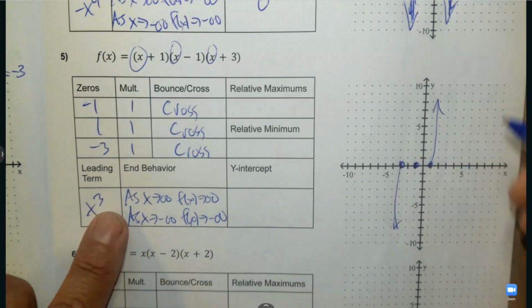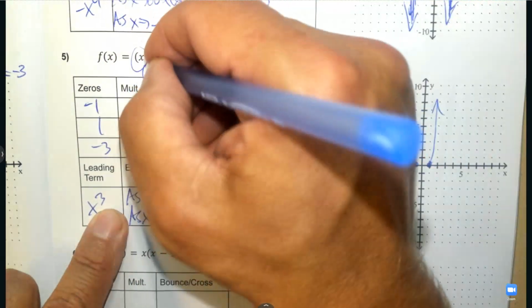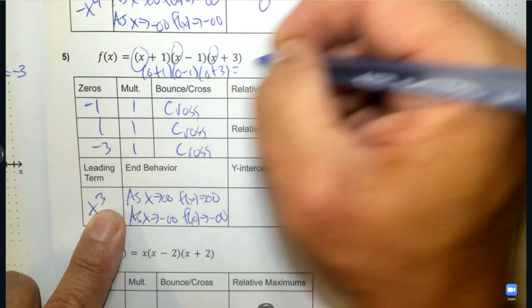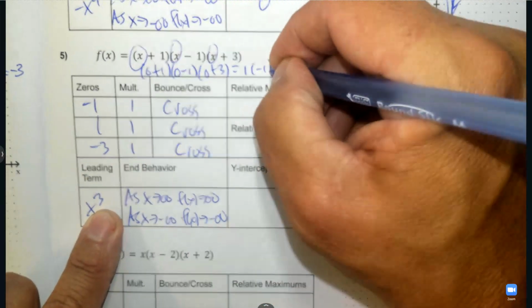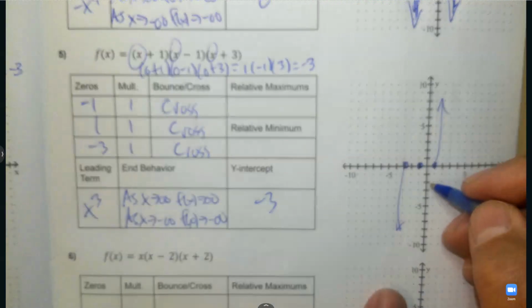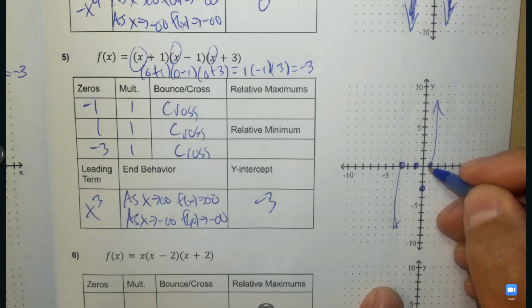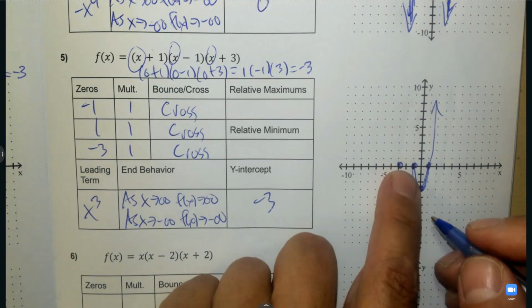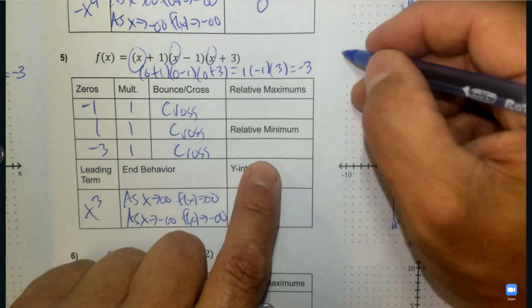I'm going to plug in 0. So 0 plus 1, 0, take away 1, 0 plus 3. That's going to be 1 times negative 1 times 3. That gives me the answer negative 3. So now I know this part of the graph. So one more part of the graph, I need to plug in negative 2. I'll do that right here.